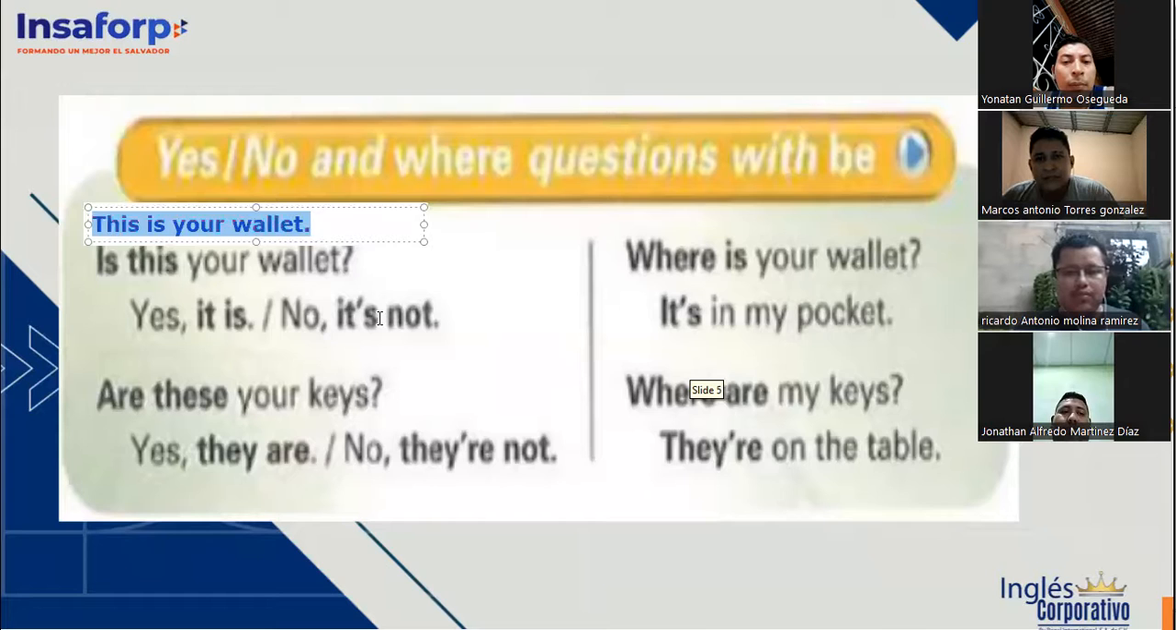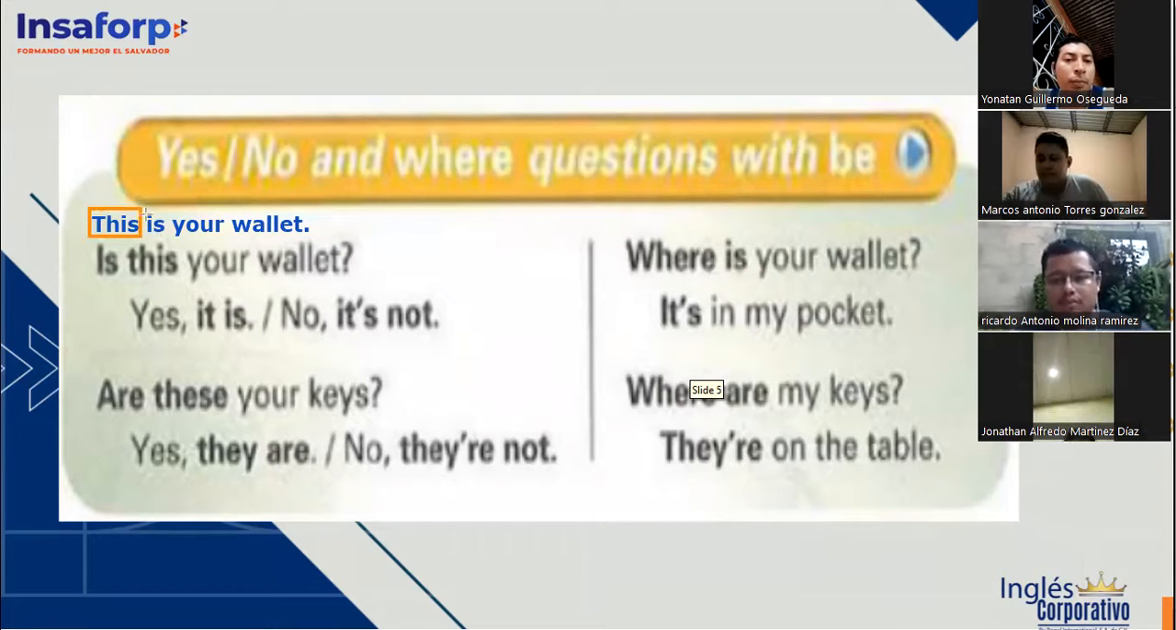So we say, this is your wallet when we are making a statement, just saying the information. But if you want to make a question, we invert. So we don't say this is, we say is this. It's the opposite, okay?